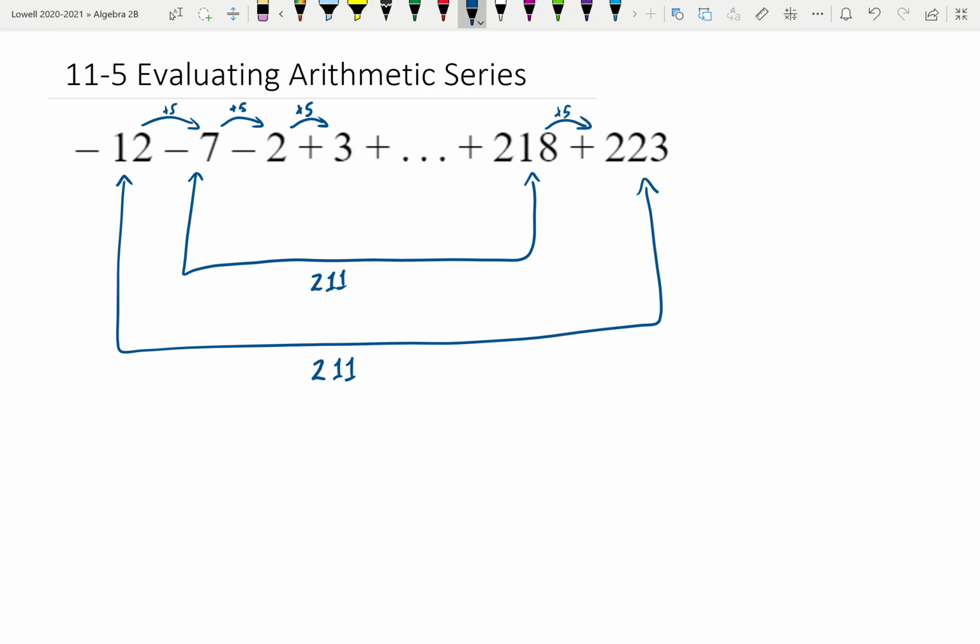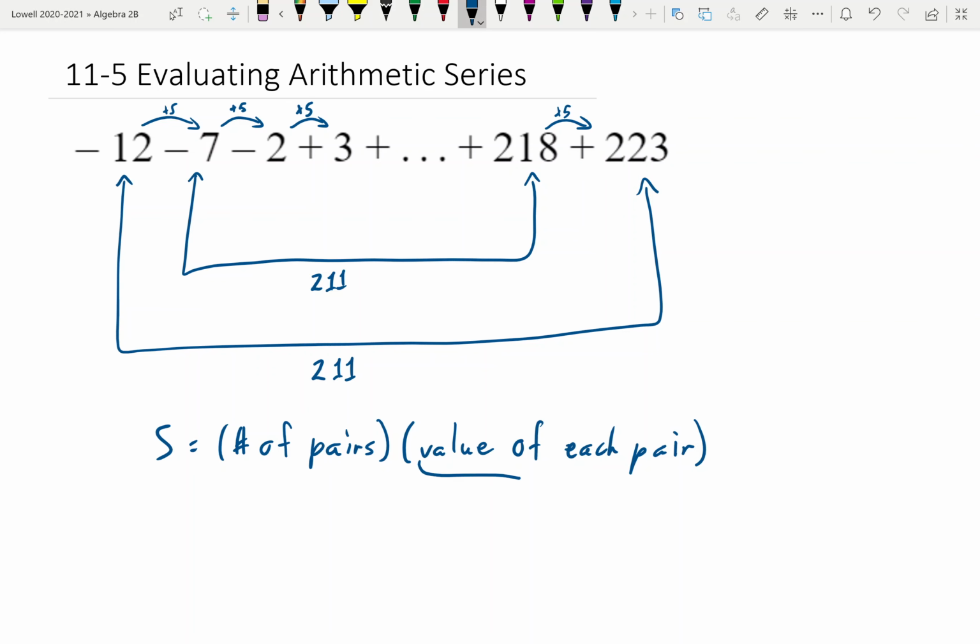Okay, so again, we know that the total sum is equal to the number of pairs times the value of each pair. That's always what this arithmetic series formula comes down to. The value of each pair. Well, I know that the value of each pair, because they're all going to be the same, is 211. To figure out how many pairs there are, though, we're going to need to know how many terms there are, and just cut that in half.